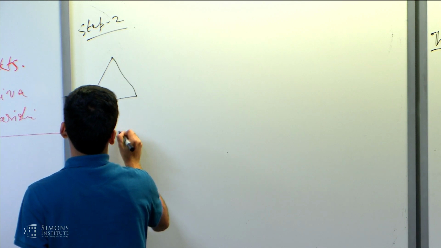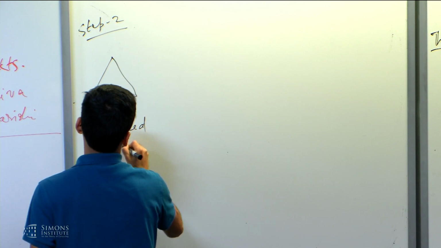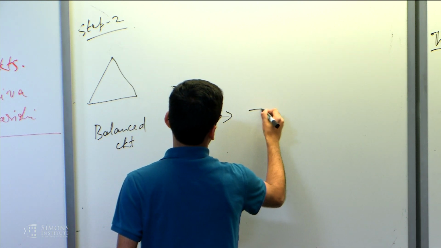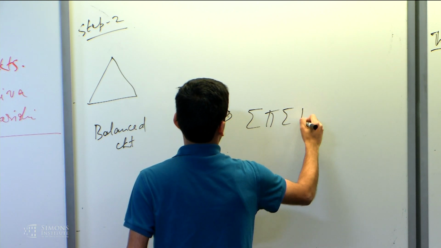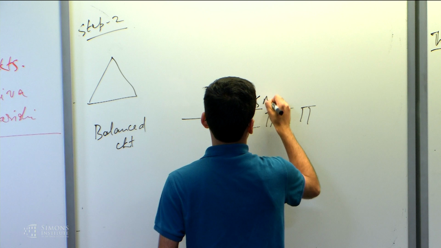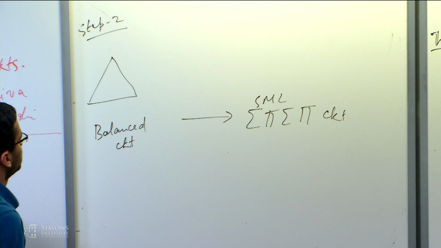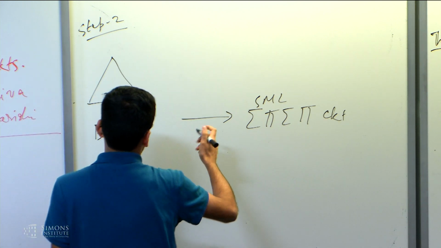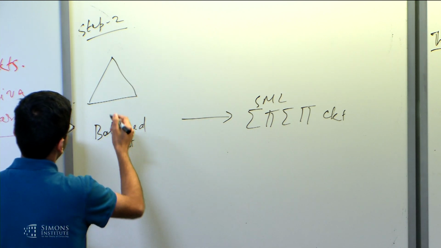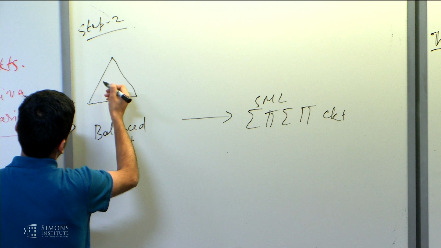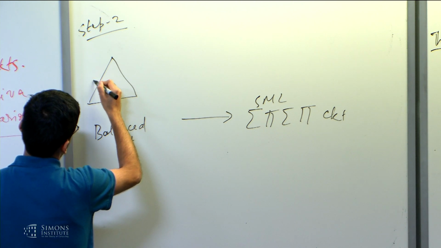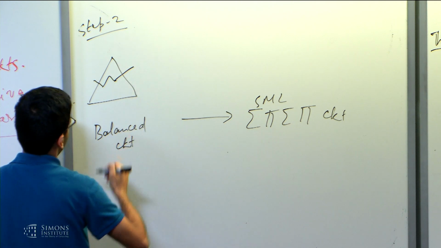So we have a balanced circuit, and we want to go to a syntactically multilinear depth 4 circuit. The way we do it is the following. Inaccurately, in a picture, the way we would depict it would be that we'll make a cut in the circuit.